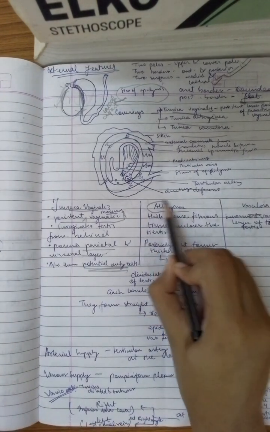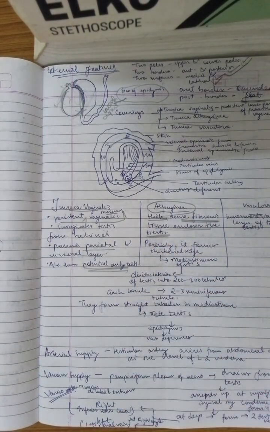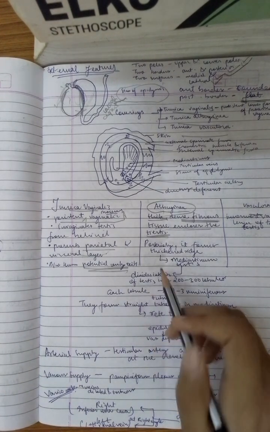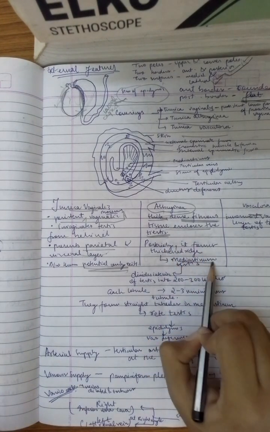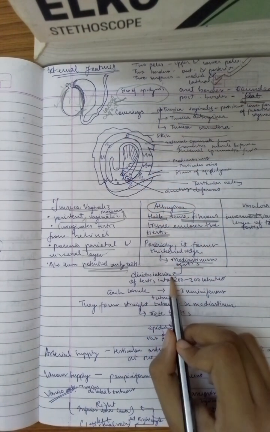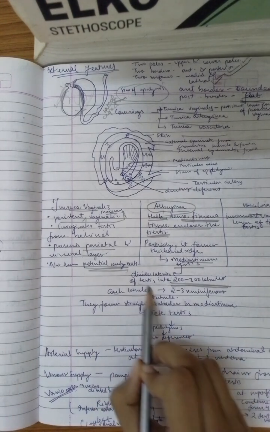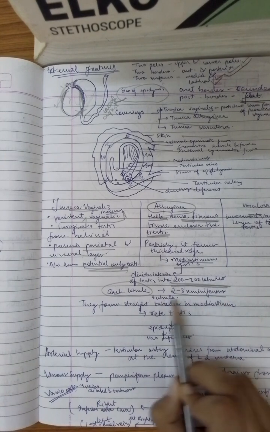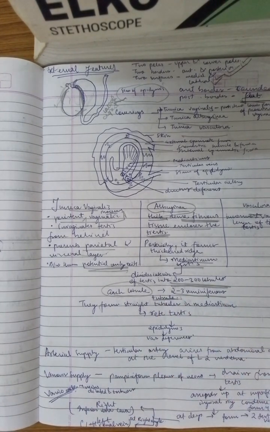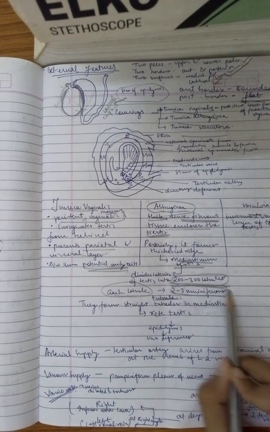Then comes the albuginea. The albuginea is a thick and dense fibrous tissue that encloses the testis. Posteriorly it is thickened to form the mediastinum testis. It divides the interior of the testis into 200 to 300 lobules, and each lobule contains 2 to 3 seminiferous tubules.